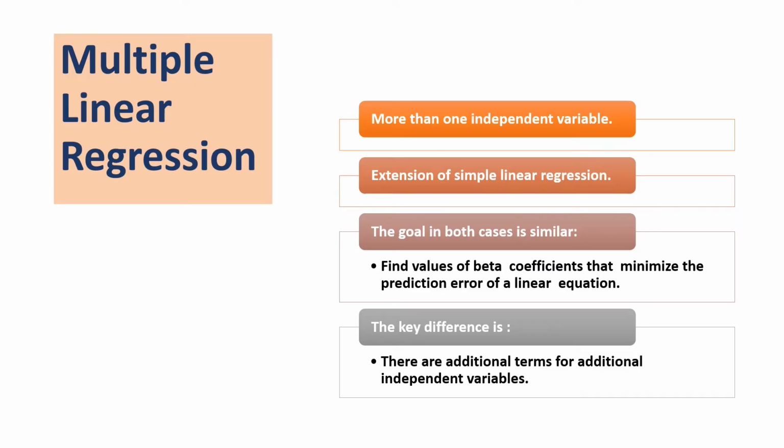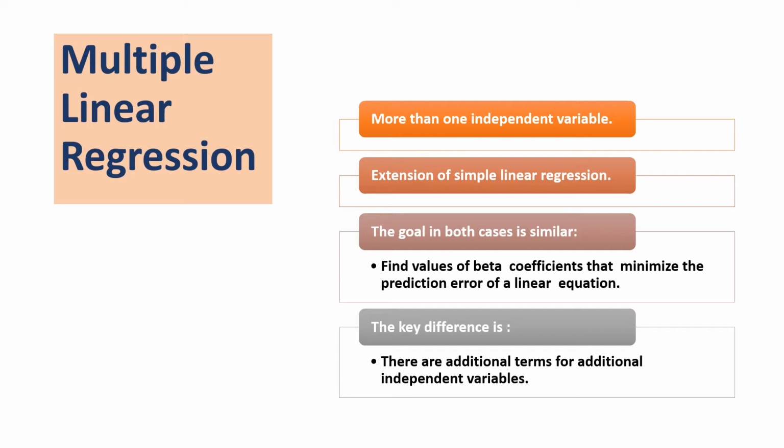Multiple linear regression is a kind of regression model. In this regression model, we have more than one independent variable. In simple linear regression, we have one independent variable and one dependent variable. The basic difference is that in multiple linear regression we have more than one independent variable, and it is an extension of simple linear regression.